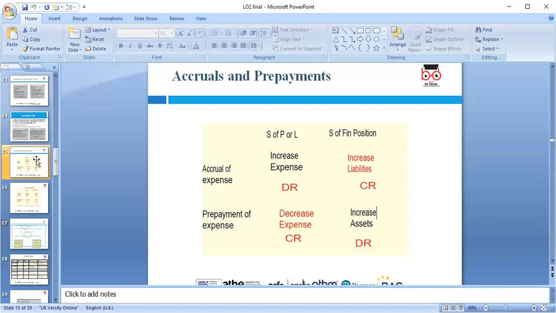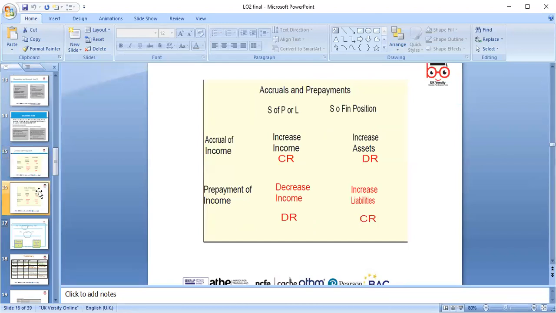And we can look at decreasing our expense. What we first recorded as expense with a debit, now we do a credit, and the prepaid will be a debit, because prepaid is an asset, and an asset shows under the statement of financial position. Any question, please? If you have, you can ask.